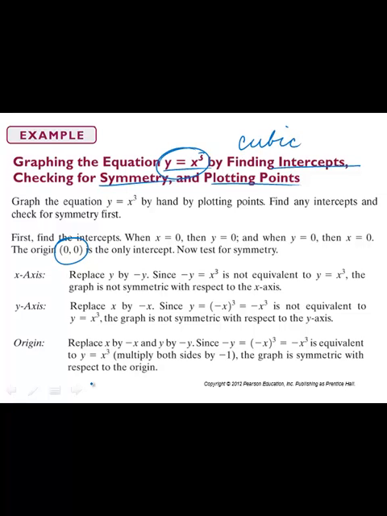Finally, let's test for symmetry with respect to the origin. Replace x by negative x, replace y by negative y, and simplify. Now, negative y is going to equal negative x cubed, which is negative of x cubed. And then you can cancel negatives on both sides, so you got y equals x cubed, which is the same as the original equation, which tells us that the graph is symmetric with respect to the origin.